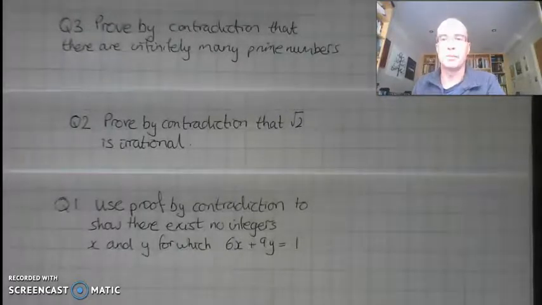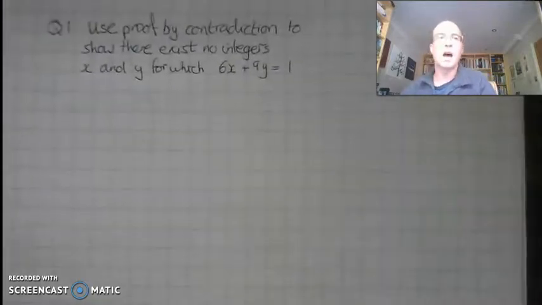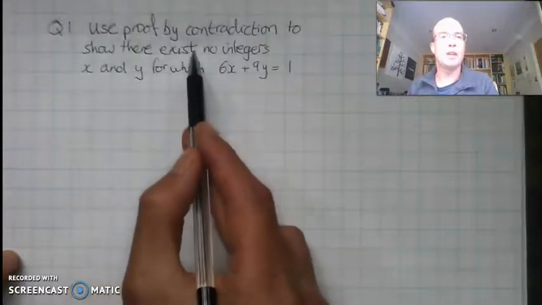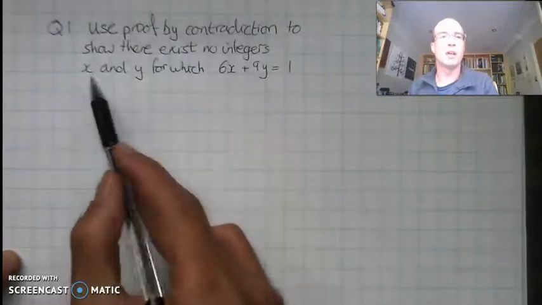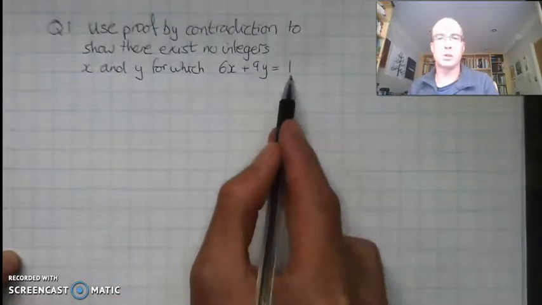prime numbers. But we're going to start off by having a look at question 1, where we're using proof by contradiction to show that there exists no integers x and y for which 6x plus 9y is equal to 1.